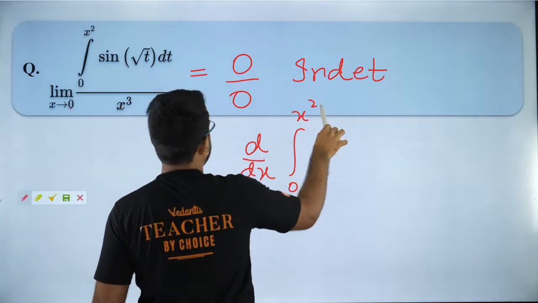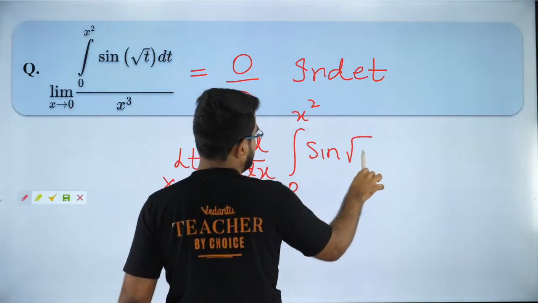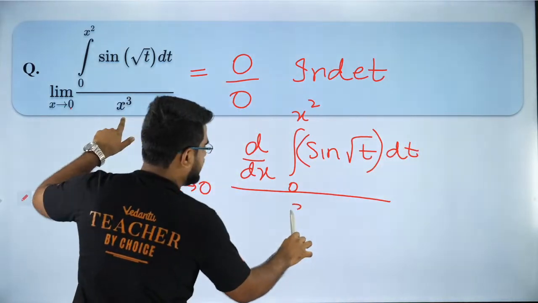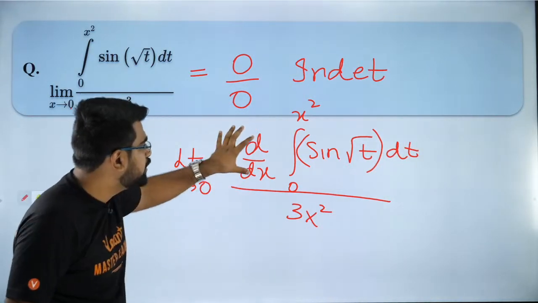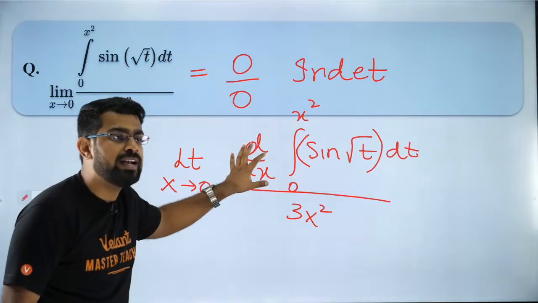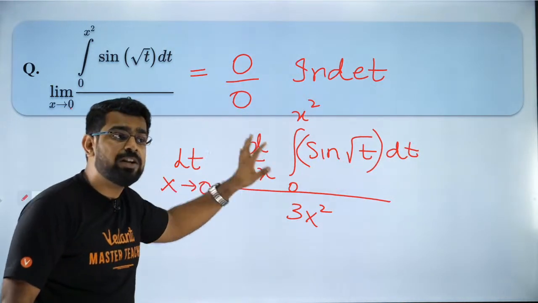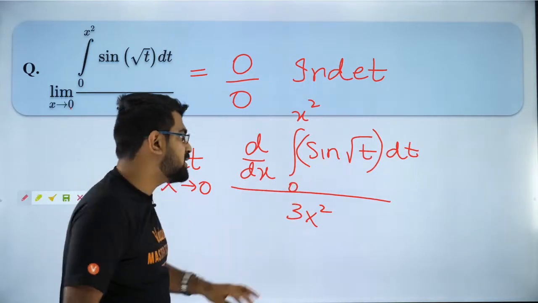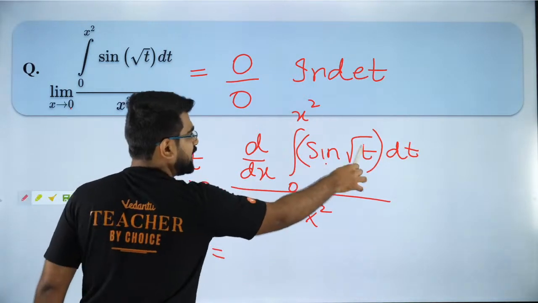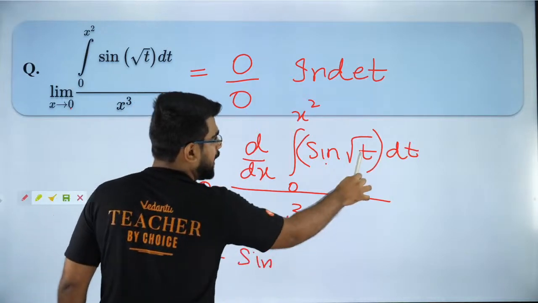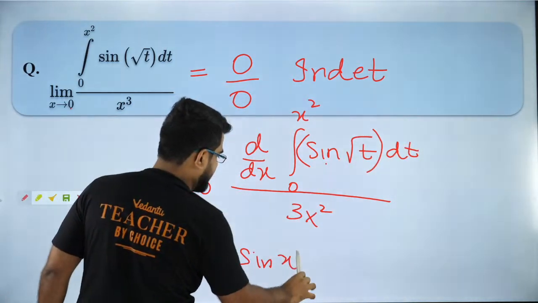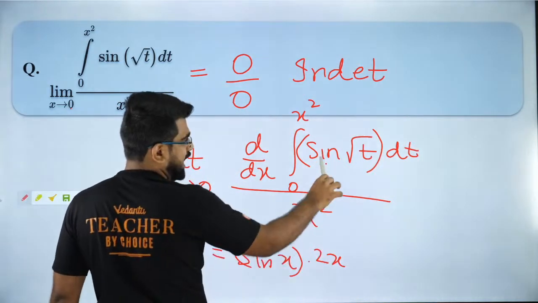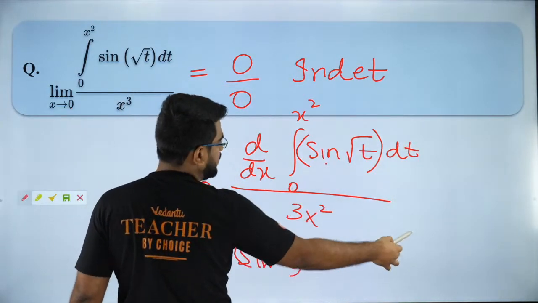So differentiating your numerator, what will you get? You'll have sine of root t dt. So you have to differentiate numerator. Differentiate your denominator is very easy. That is 3x square. Now what is differentiation of your numerator? It is derivative of an integral. Whenever you have a derivative of an integral with varying limits, you have to use your Newton-Leibniz formula. What is that? It is going to be sine of upper limit. So if I put upper limit, it will be root of x square, which will be x, into derivative of upper limit, which will be 2x, minus sine of lower limit into derivative of lower limit, which will be 0.